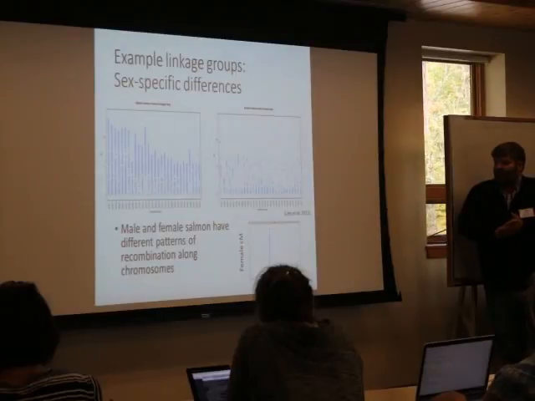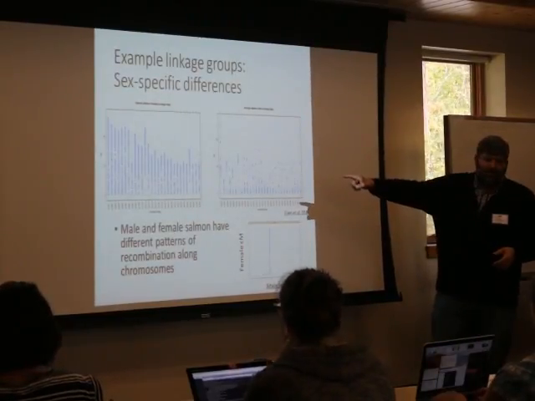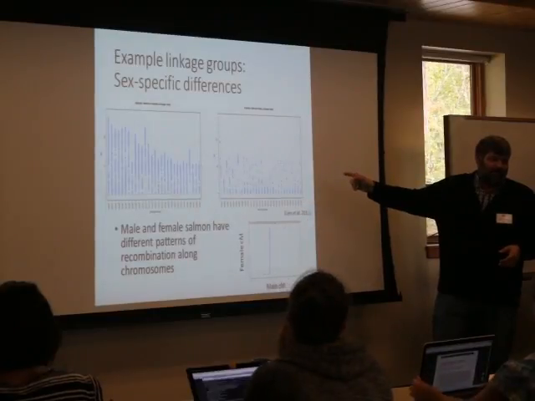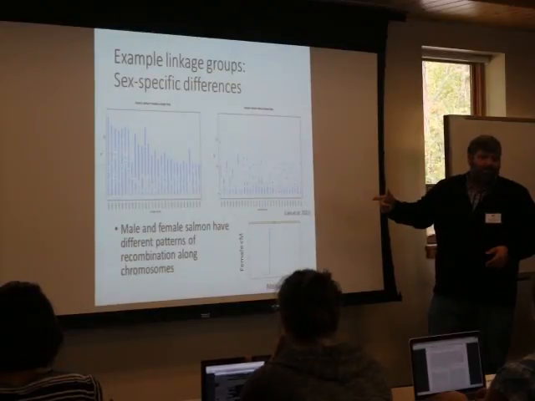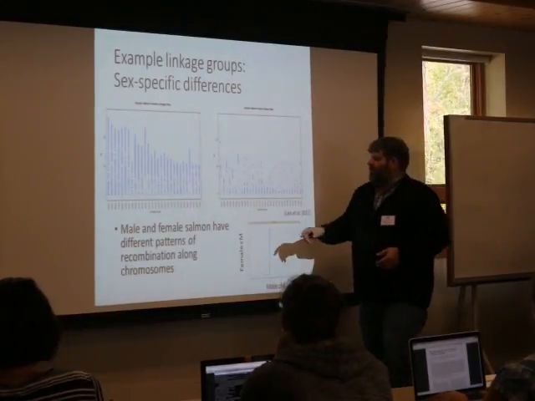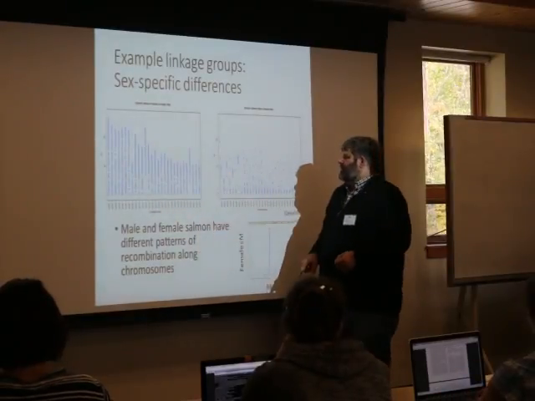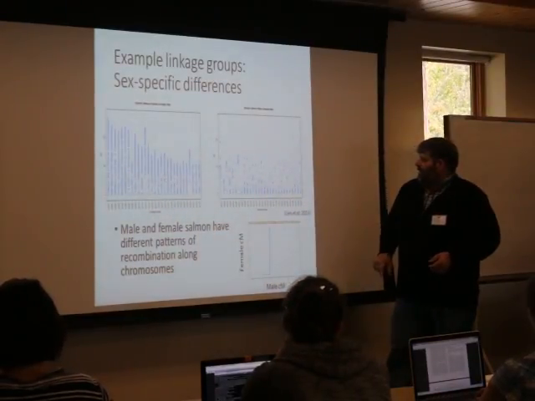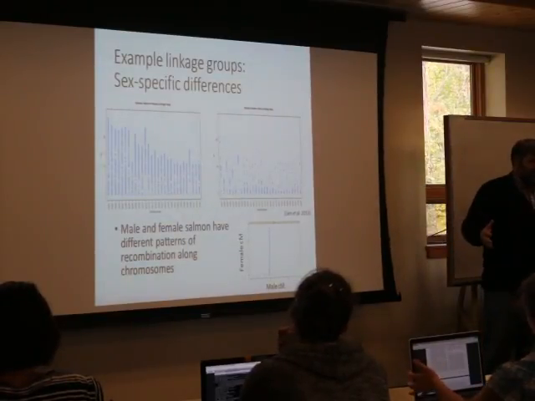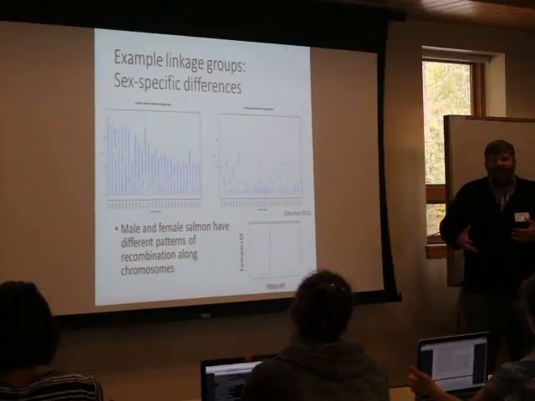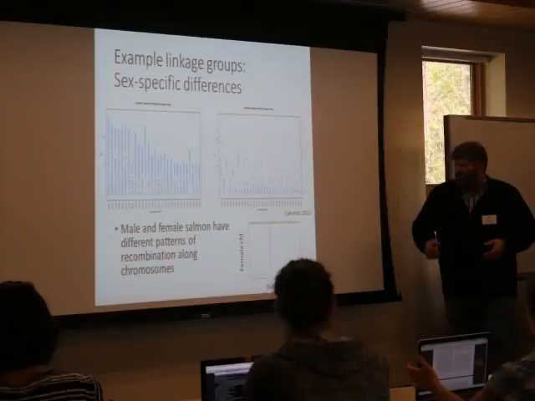This is an example of a sex-specific difference. In Atlantic salmon, a female linkage map is on the left and a male linkage map is on the right. You can see for some of these linkage groups, the actual distance is pretty similar. Chromosome 1 is actually pretty similar between the two maps. But there's a really striking difference in the distribution of markers along the linkage map. And that's because of how recombination takes place differentially in male and female salmon.